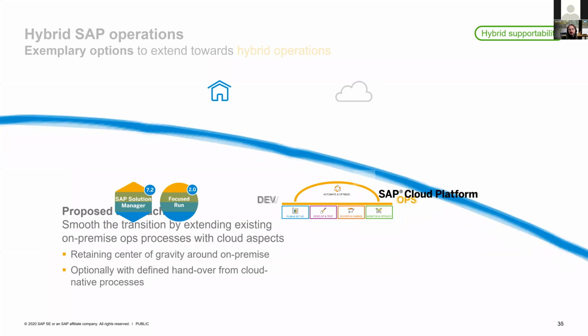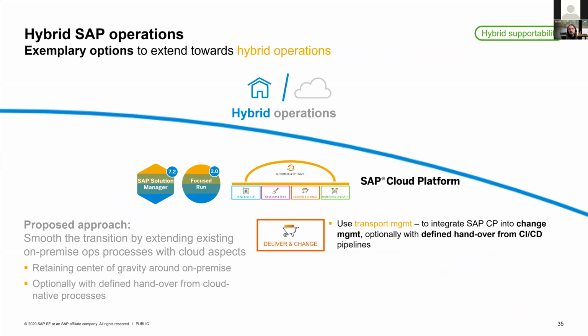What do we offer there? That's mainly what I have outlined before. For example, you could use transport management with the integration into CTS Plus or into ChaRM and quality gate management, where it's pretty easy to have similar processes with the cloud-based transport management service that nevertheless interplay with existing approaches you had before. Again, also with the option to have the defined handover from CI/CD pipelines into transport management, meaning you can really bring the agile cloud approach with pipelines together with the more strict boundary conditions known from transport and change management.